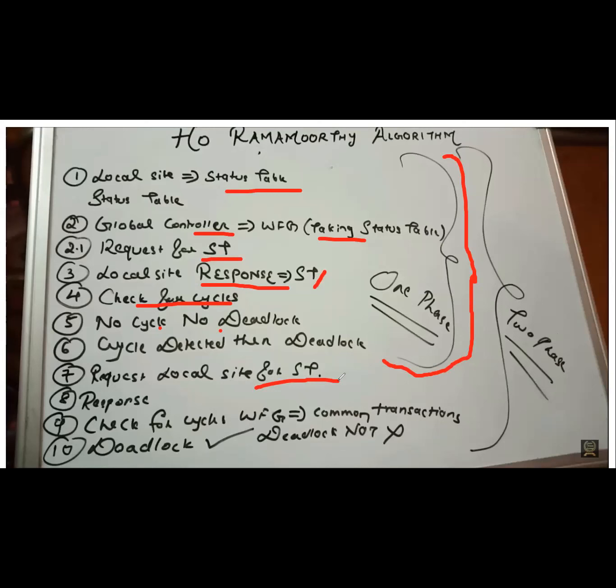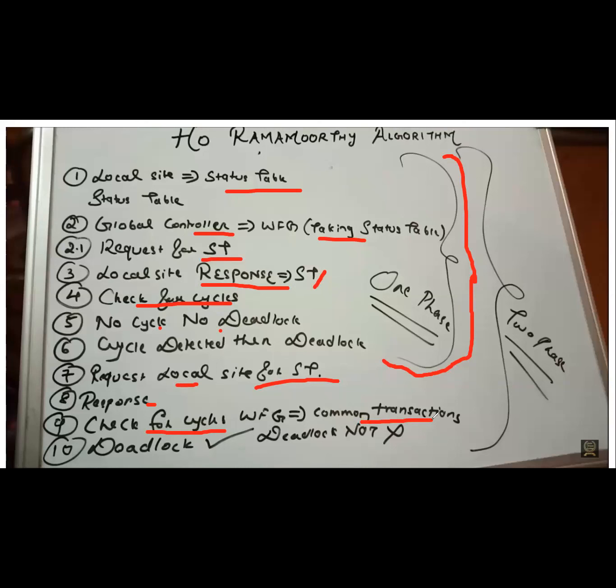So we are going to identify these nodes and request the status table. So the global state is requested again for the status table. In response, they will send back the status table and they check for the cycle. That is what we call the wait-for graph. They are going to draw the wait-for graph, and it is going to be the common transaction.